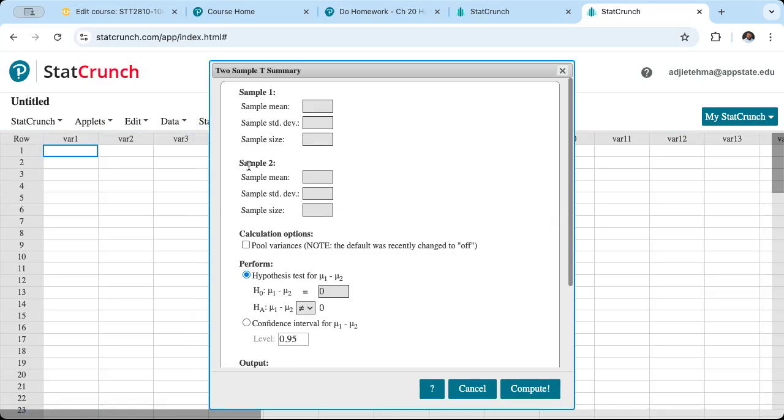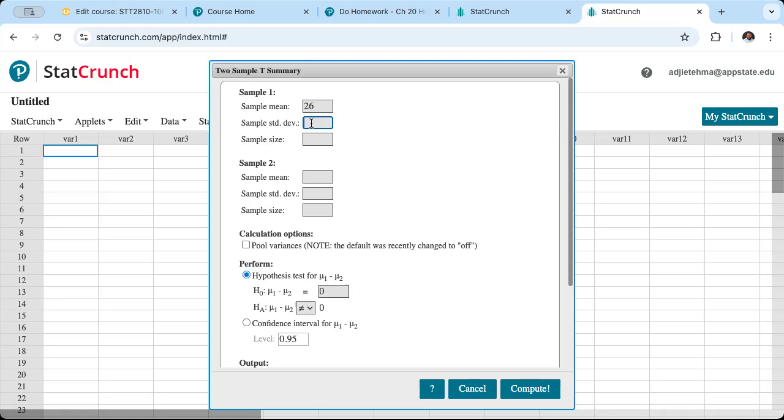What do I mean by that? If sample 1 is for smokers, put the sample mean for smokers, standard deviation for smokers, and then the sample size for smokers. Don't mix them. Is that okay? Like you see somebody who put maybe the sample size for smokers is 26 and then put the standard deviation for non-smokers here. It's incorrect. Make sure that if it's sample one, input all information about sample one. Sample two, input all information about sample two.